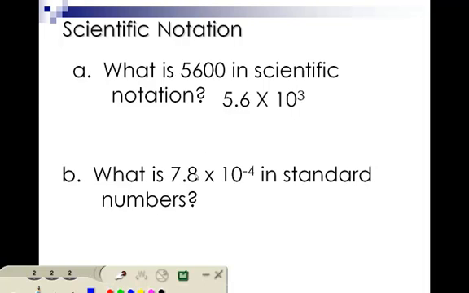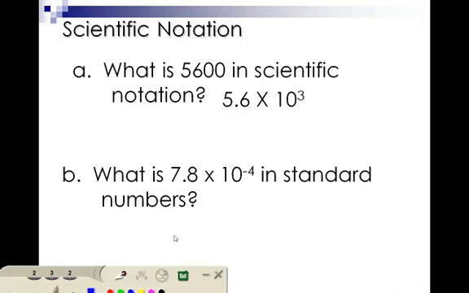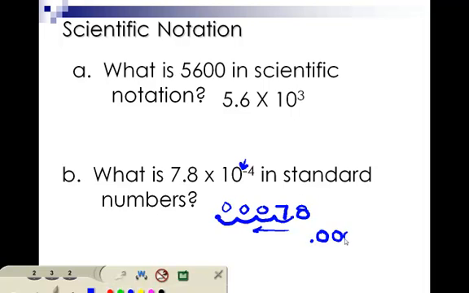Now if we take a scientific notation number and we want to put it back into standard form, we can do that. 7.8 times 10 to the negative fourth. That negative tells me we are going to move our decimal point to the left. So I take 7.8, I'm going to move it 4 times this direction. 1, 2, 3, 4. I make a new decimal point. And these zeros will be placed in here. So 7.8 times 10 to the negative fourth actually equals 0.00078.